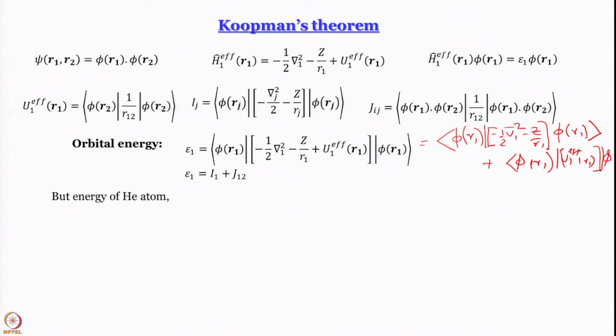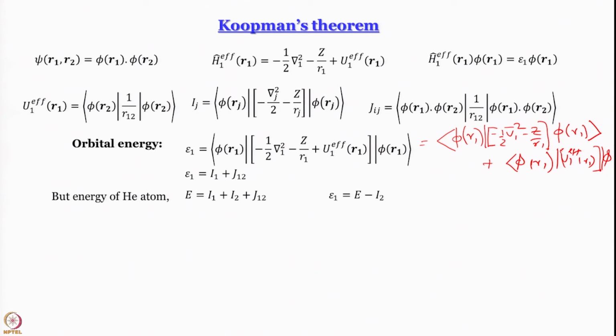Great. Now, is this the energy of the helium atom? Actually it is not, because if you remember what we discussed earlier, the energy of the helium atom turned out to be I1 plus I2 plus J12, right. Remember that variational treatment that we did before this, that is what we get. So, it is not the same as epsilon 1. So, epsilon 1 is not really the energy of the helium atom. So, what is it?